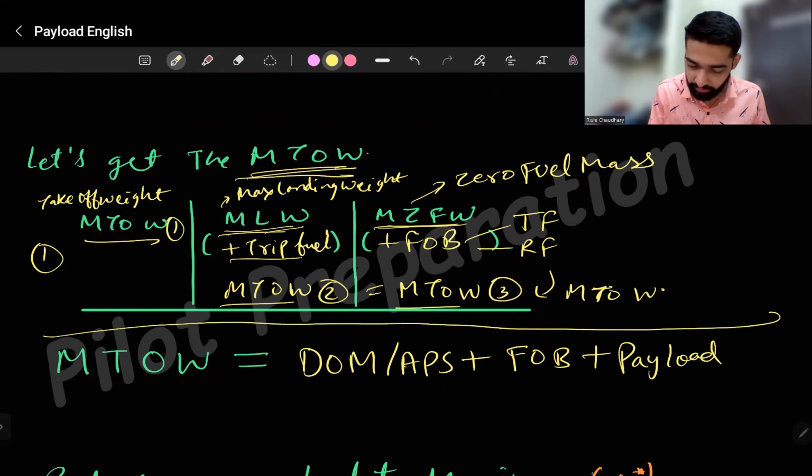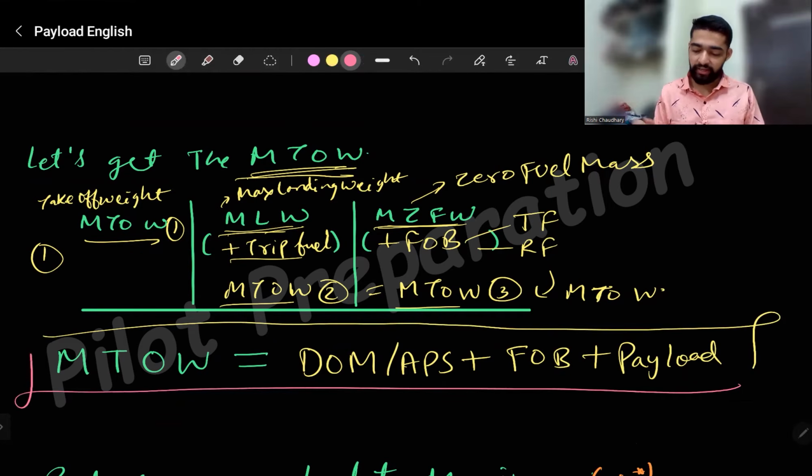So this gives me maximum takeoff weight. Maximum takeoff weight is nothing but dry operating mass plus fuel on board plus payload. You can imagine what all we studied. We combined all the things and we got maximum takeoff weight, because we need fuel for taking off. We need payload for taking off.